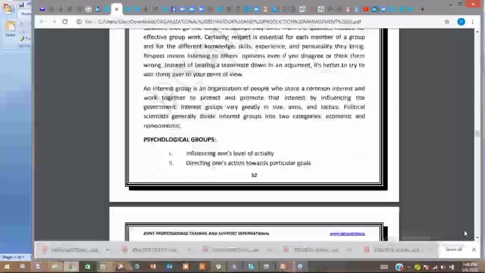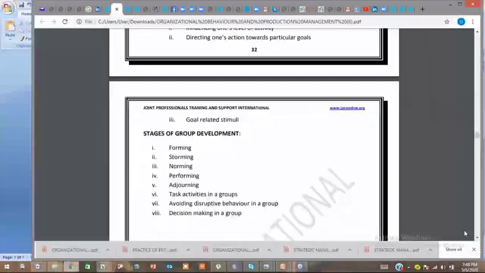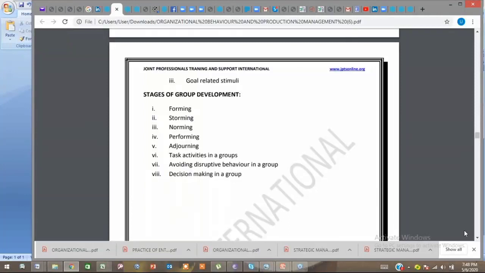effective group, psychological group, stage of group development. That is the next topic we'll be talking about now. Forming, storming, norming, performing, adjourning, task activity in group, avoiding disruptive behavior in the group, decision making in the group. These are stages. I want you guys to write this down.